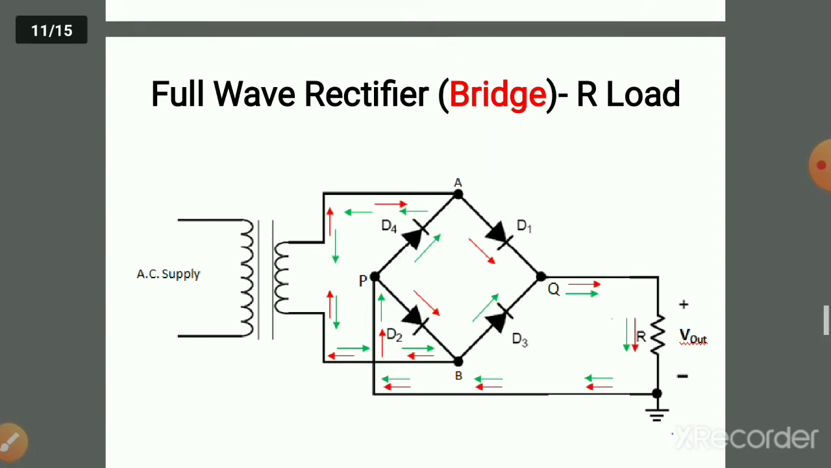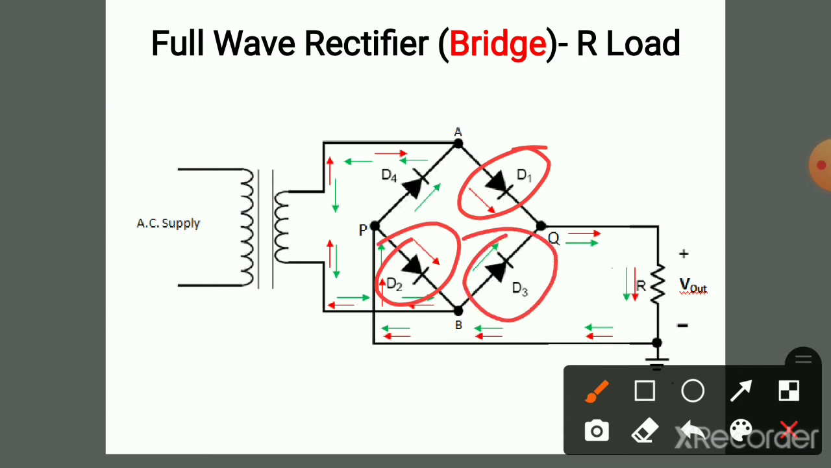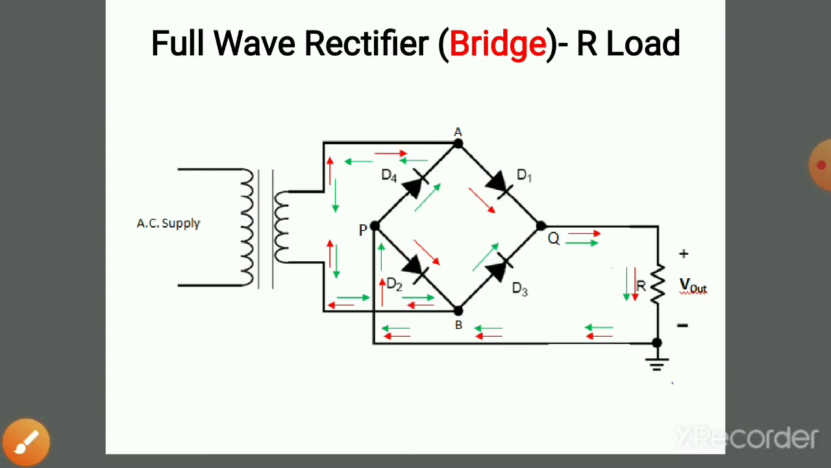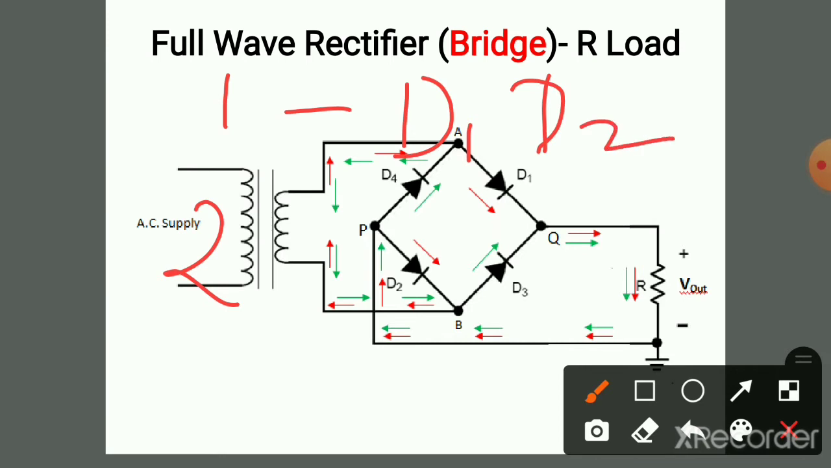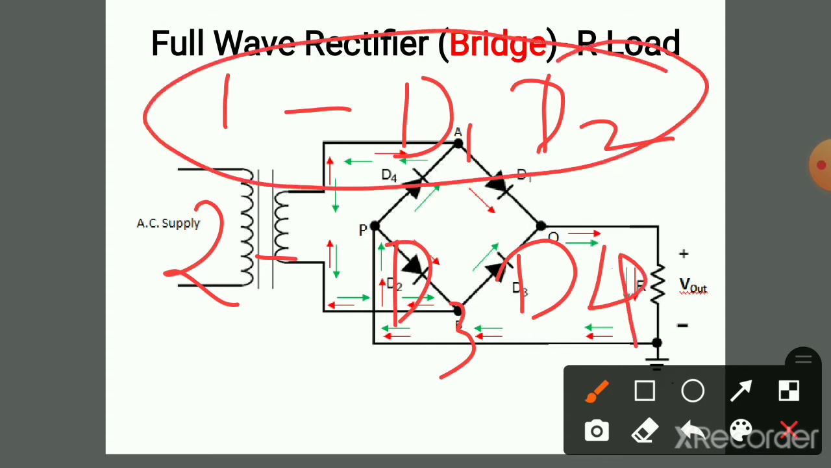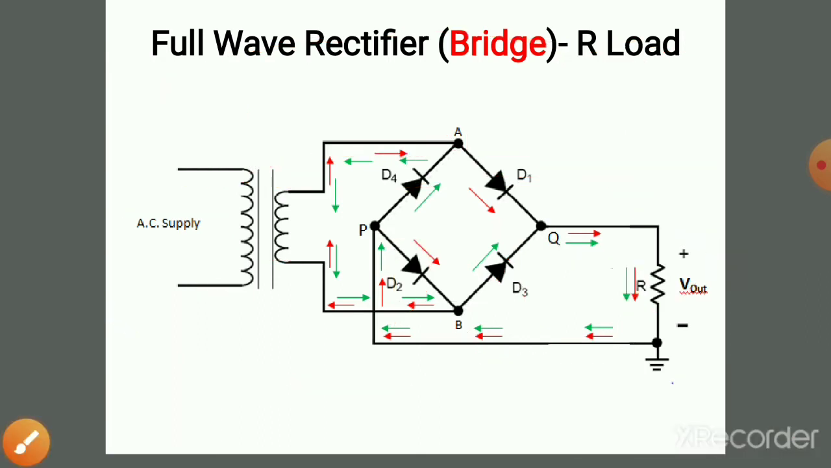So diode D1 here, it is there. So diode D1, D2, D3, D4. Okay, so this cycle operates in two modes, mode 1 and mode 2. In mode 1, what happens, diode D1 and diode D2 are acting. In mode 2, diode D3 and diode D4 are acting. Okay, this is the first mode. In the positive half cycle, these two diodes are acting. In the negative half cycle, these two diodes are acting. That is the operation of the diodes in positive as well as negative half cycles.